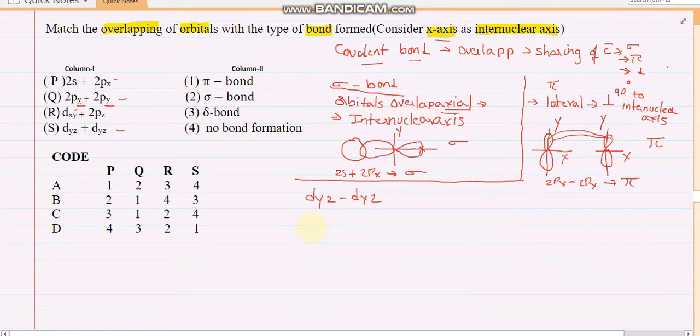Okay, so what is the d orbital shape? D orbital shape will be a double dumbbell. So double dumbbell means we have to draw in between the axis. So this is the y-axis, and consider this as the z-axis.